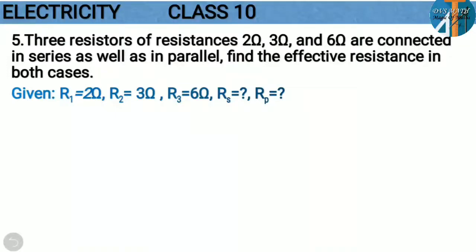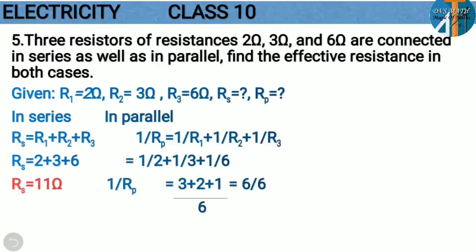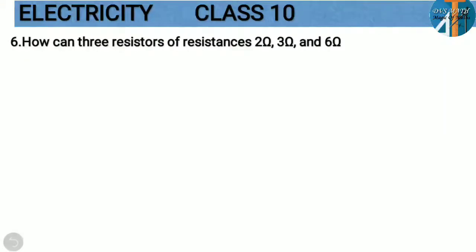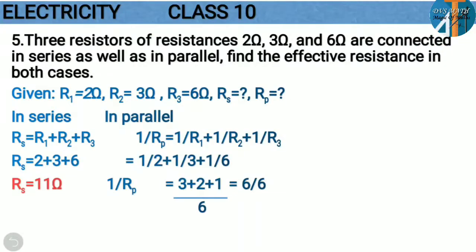Now first let us find RS, first in series, then in parallel. See here step by step. If the resistors are connected in series, just add all the resistors together and you will get the effective resistance. So RS is equal to R1 plus R2 plus R3. Just add it: 2 plus 3 plus 6, so you get RS is equal to 11 ohm.